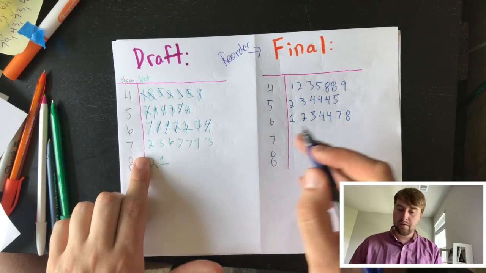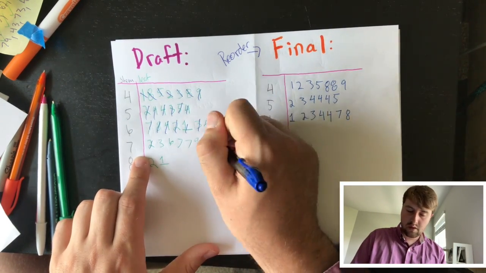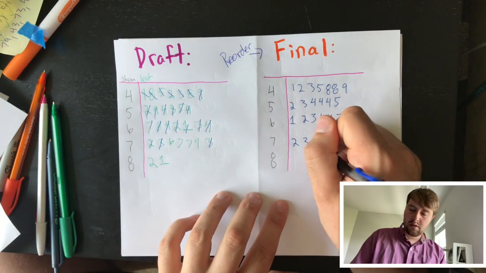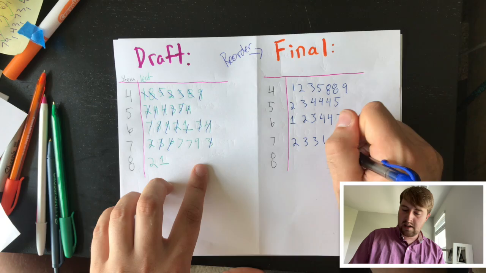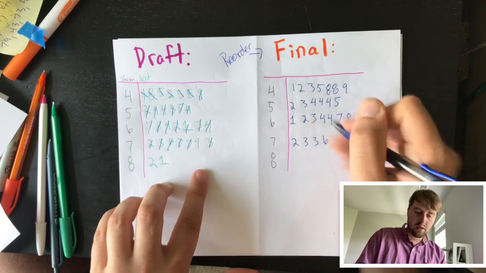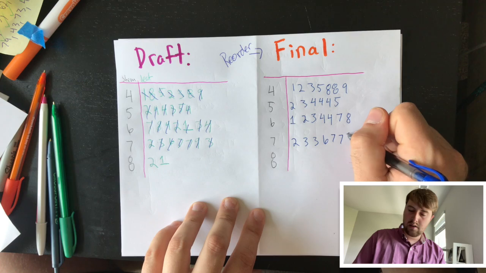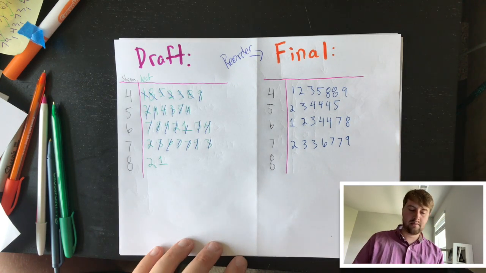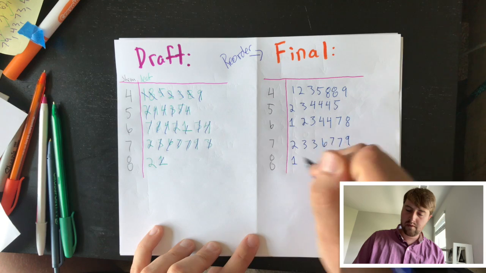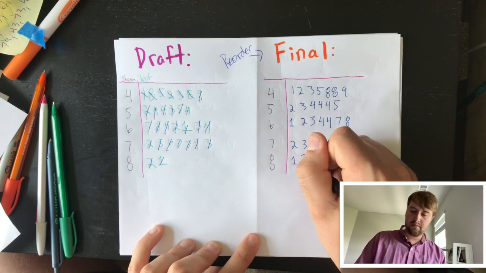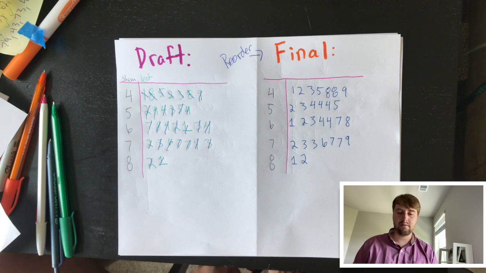Then we're going to move to our 7s. We have a 72, 2 73s, so we put 2 3s there, a 76, 2 77s, and then a 79. All right, and then our 80s, we have an 81 and an 82. And there we have it. We have our final copy all ready to go.